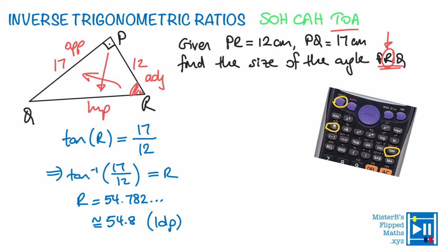So basically this is it. Once you decide which trigonometric ratio you're using, you're just going to take the inverse of it to be able to find the size of the angle.